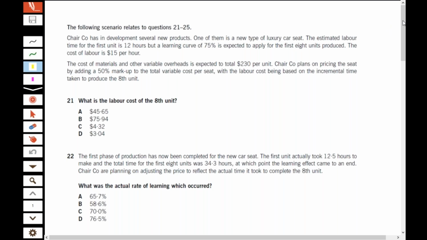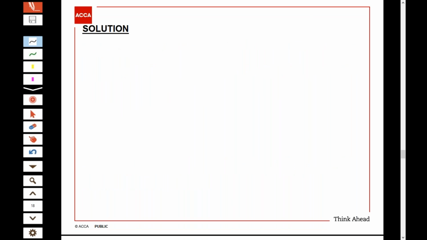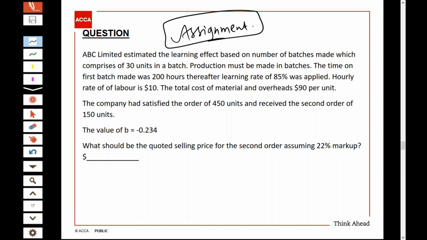Is it visible to all of you? Is it visible, this, the specimen paper? Okay, the assignment question. I am displaying the assignment question. This is the assignment question.